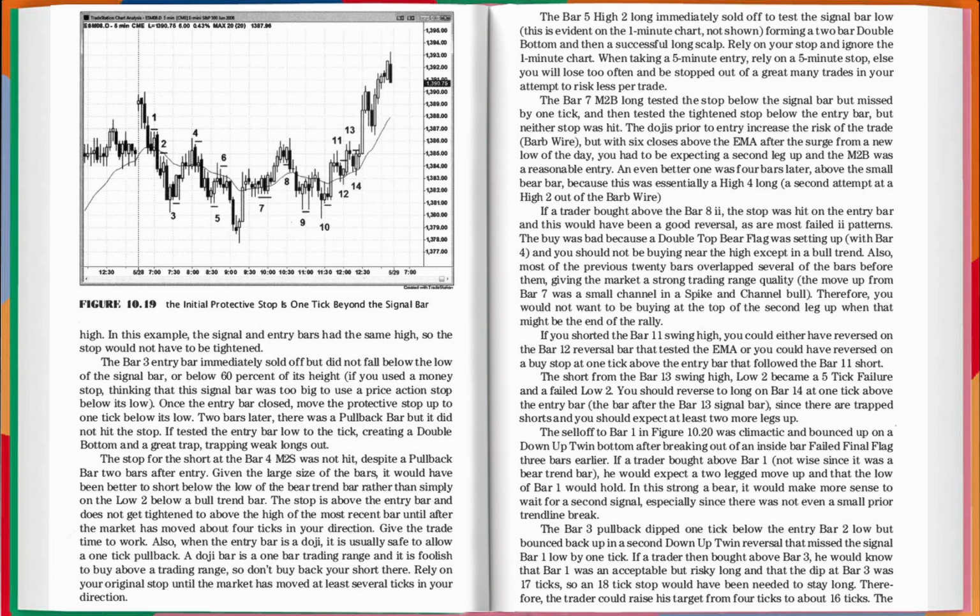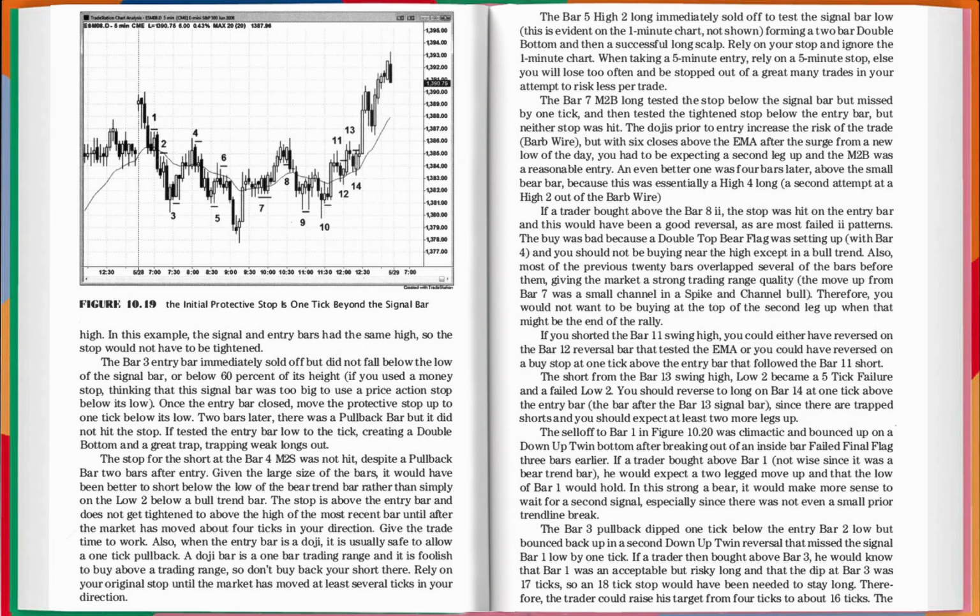out. The stop for the short at the bar 4 M2S was not hit, despite a pullback bar 2 bars after entry. Given the large size of the bars, it would have been better to short below the low of the bear trend bar rather than simply on the low 2 below a bull trend bar. The stop is above the entry bar and does not get tightened to above the high of the most recent bar until after the market has moved about 4 ticks in your direction, if the trade has time to work.